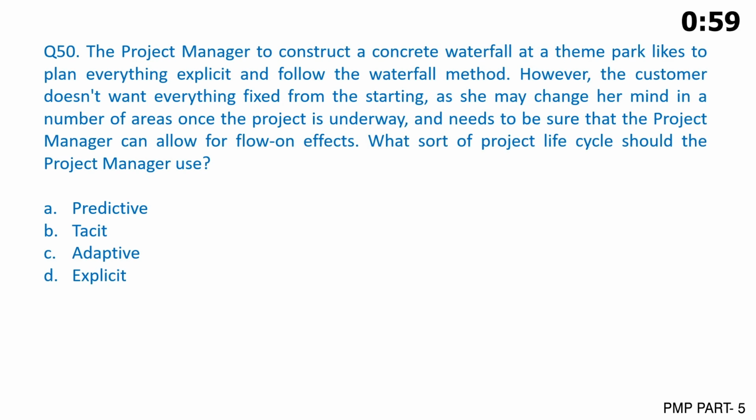The project manager, to construct a concrete waterfall at a theme park, likes to plan everything explicitly and follow the waterfall method. However, the customer doesn't want everything fixed from the start, as she may change her mind in a number of areas once the project is underway, and needs to be sure that the project manager can allow for flow-on effects. What sort of project lifecycle should the project manager use?